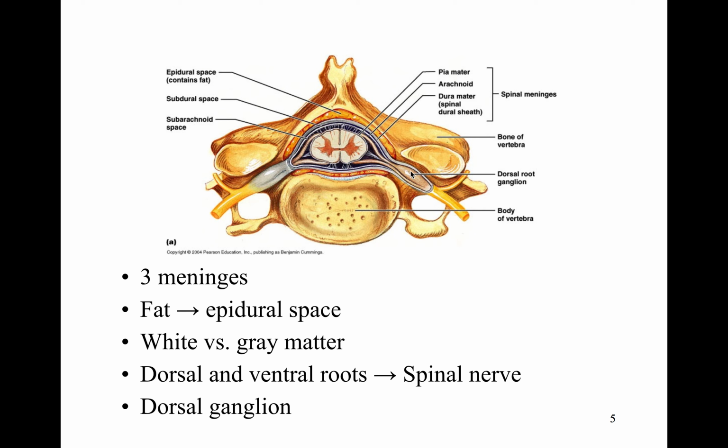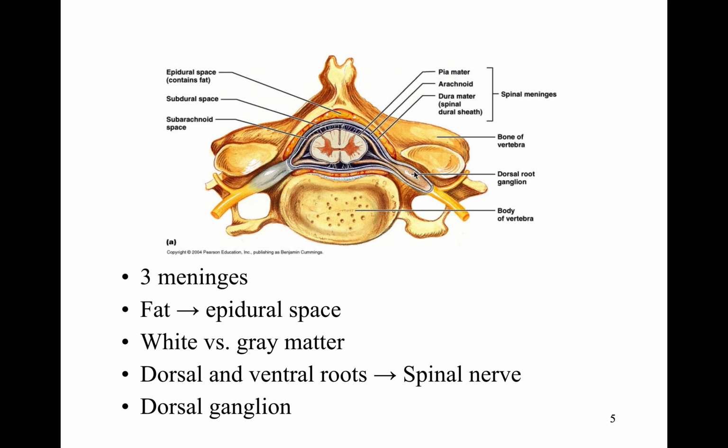Flanking either side of the spinal cord are the spinal nerves. So we have a right and a left spinal nerve exiting the spinal cord. These are serving the right and the left sides of the body. You'll notice that as the spinal nerve comes in towards the spinal cord, it's going to branch into what's called a dorsal root and a ventral root.